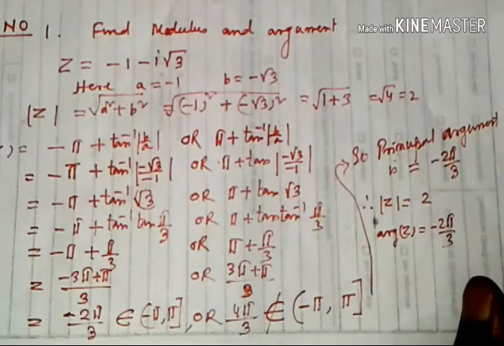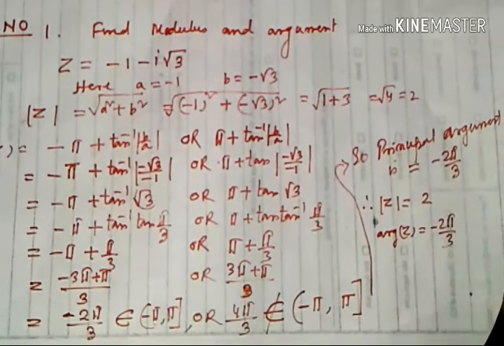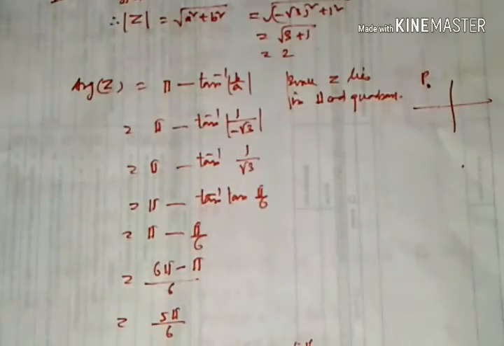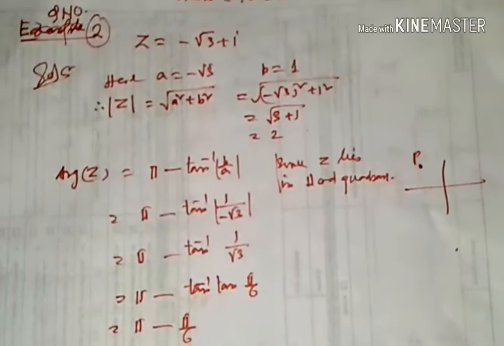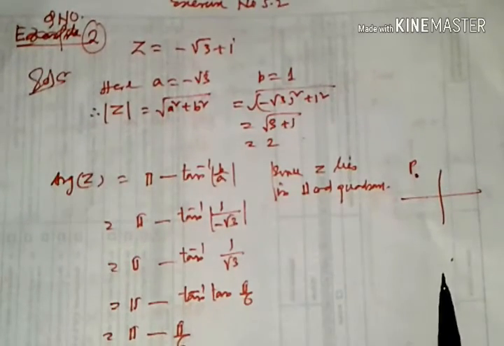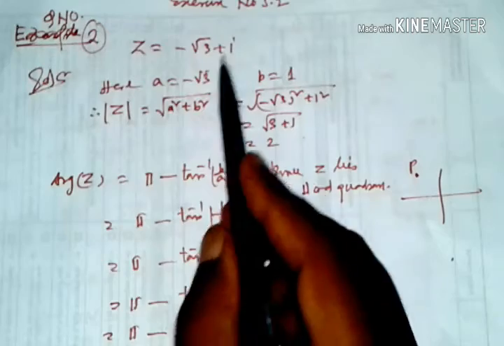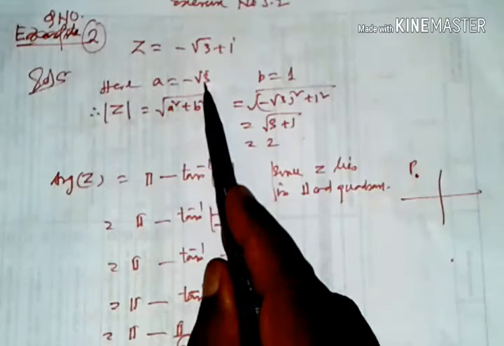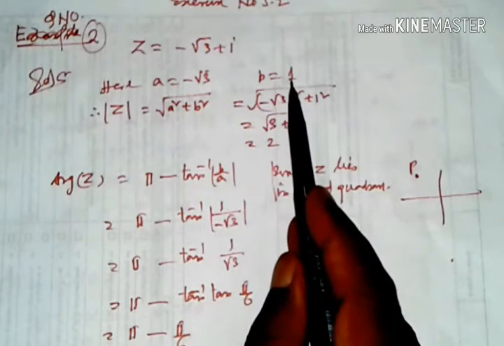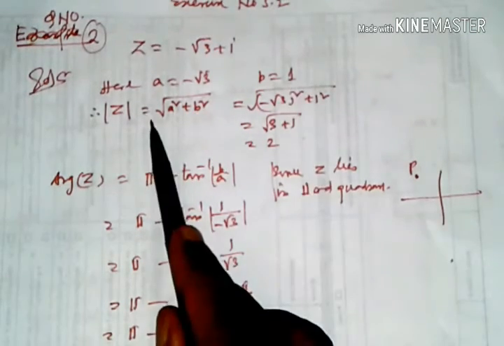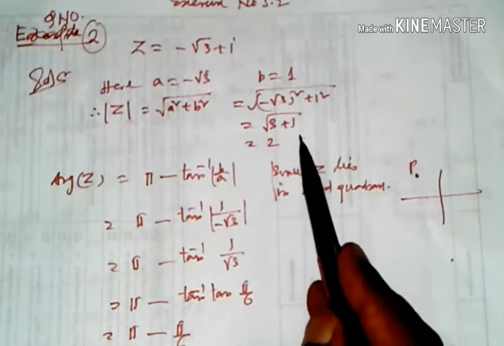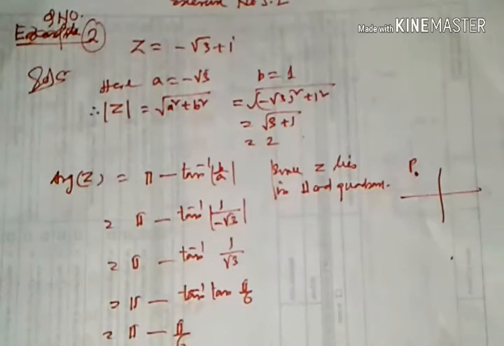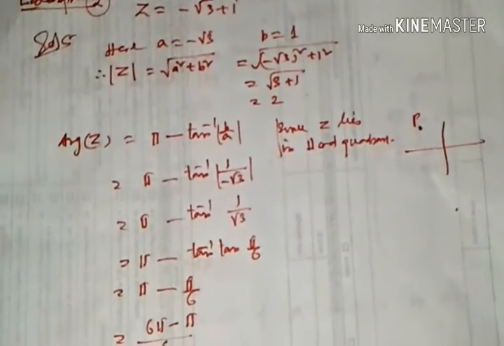Now problem number 2, also in exercise 5.2: z = minus root 3 plus i. Here it is also in a + ib form. Therefore a is the real part, minus root 3, and b is the imaginary part, 1. Therefore modulus of z, after calculation, is 2. What is the argument of z?